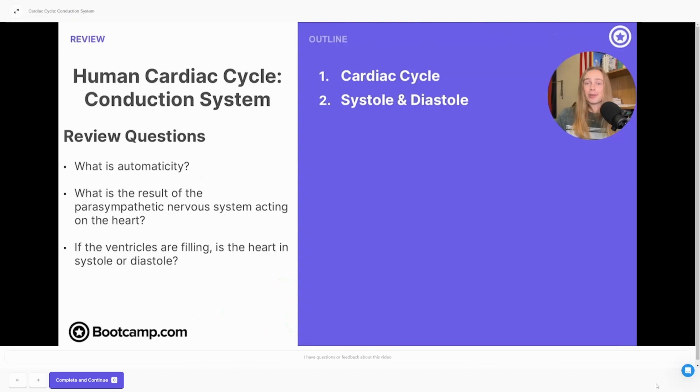Now that we've had the mini quiz, let's go ahead and do a few review questions to see what you learned today. First, what is automaticity? Second, what is the result of the parasympathetic nervous system acting on the heart? And lastly, if the ventricles are filling, is the heart in systole or diastole? If you can answer these questions, you're well on your way to success.